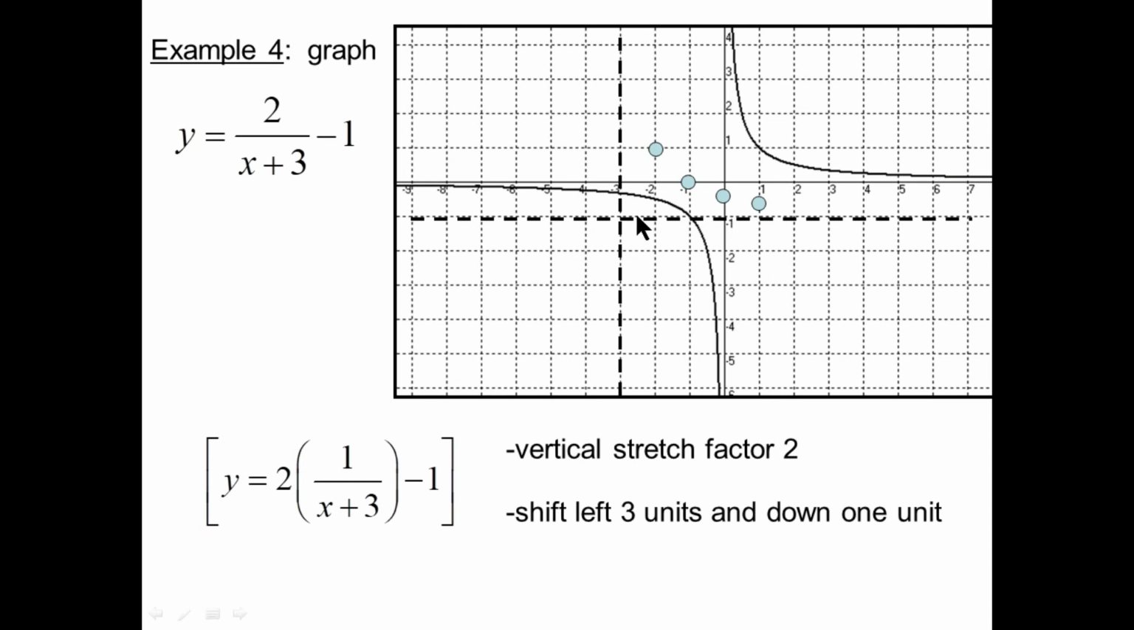And we can go over a half, and we're supposed to go up 2, but we have to double that because of the vertical stretch. So it goes all the way up to there. So there are some points on our one branch, and we just have to do the corresponding points on the other branch.